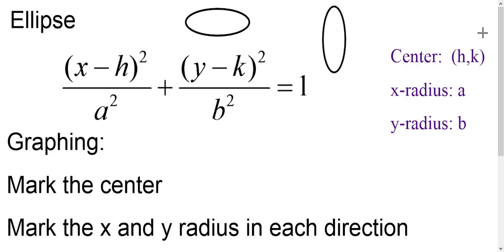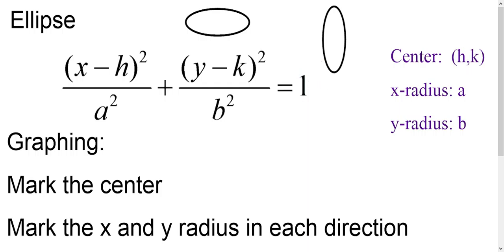Now we're going to look a little bit further into ellipses. An ellipse is kind of like an oval. It could be sideways or it could be more vertical. But this standard form of an ellipse will always look like this: (x minus h) squared over a squared, similar to what we had on circles, plus (y minus k) squared over b squared equals 1. It'll always equal 1.